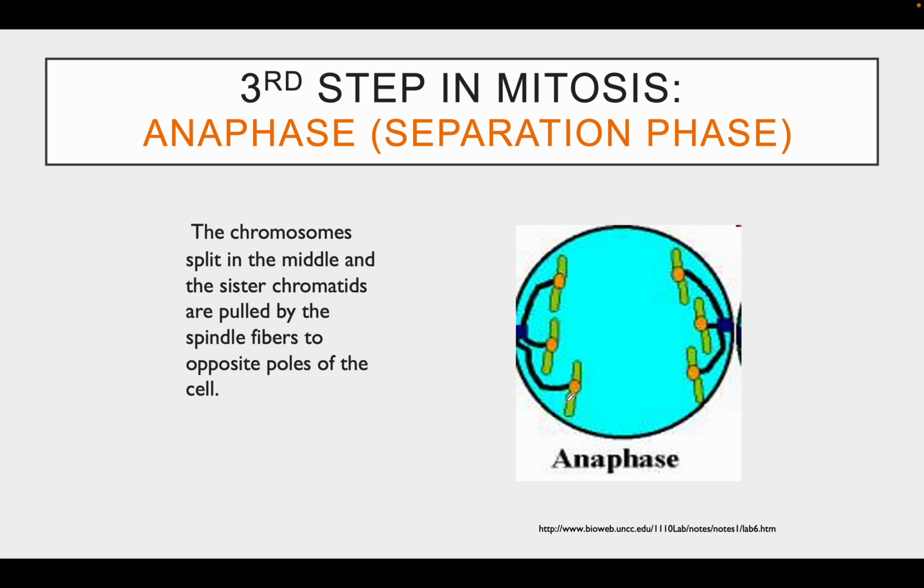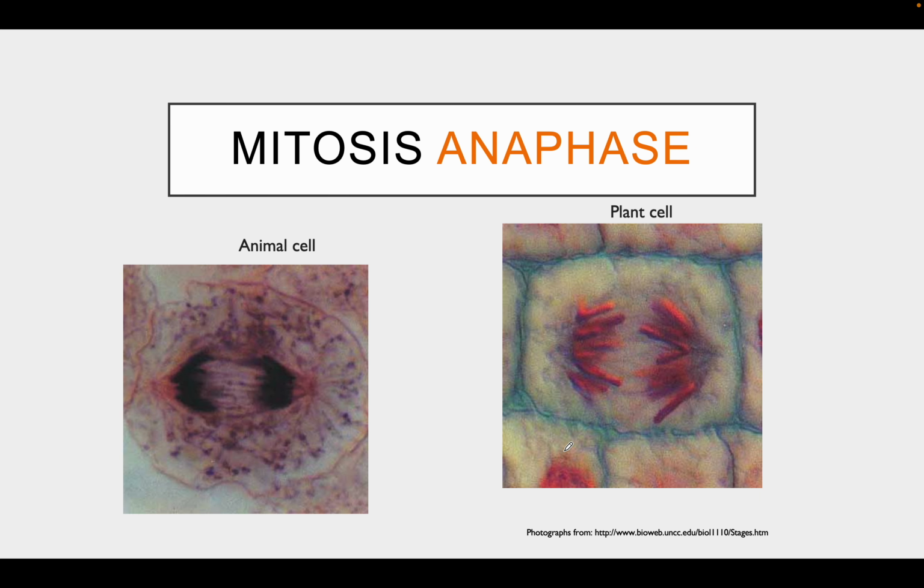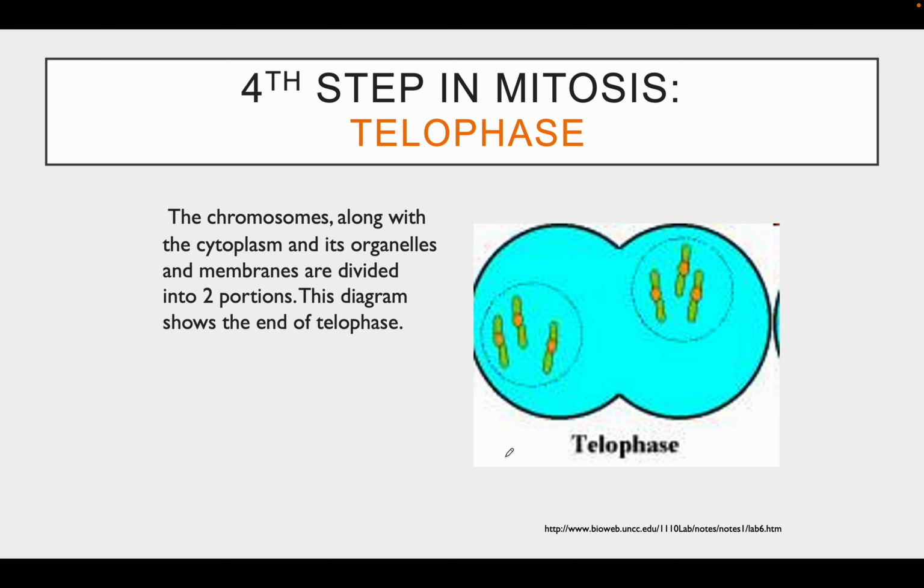Now in the anaphase, there is separation of these chromosomes which split in the middle, and sister chromatids are pulled by the spindle fibers to opposite poles of the cell. This is how it looks in animal cell and plant cell. And in the telophase, finally, the chromosomes along with the cytoplasm and its organelles and membranes are divided into 2 portions. This diagram shows the end of the telophase. After this what happens?